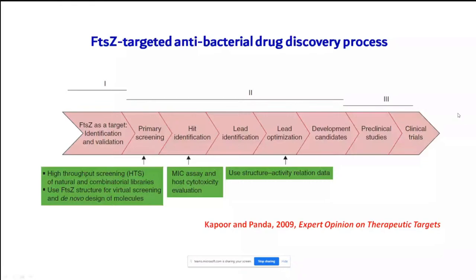So far, there is no drug that is working. But this is a very important target. If we get a compound which only targets FtsZ, even at higher concentration, but does not touch tubulin at the animal level, it could be an effective antibacterial compound.